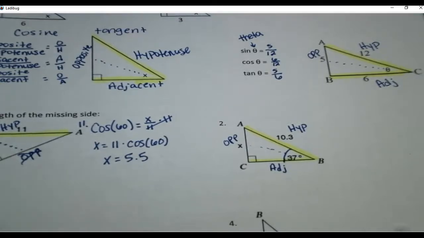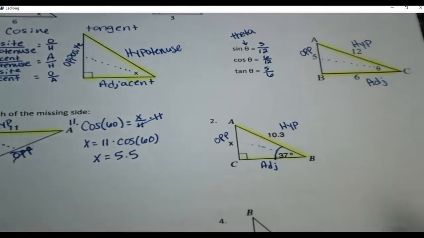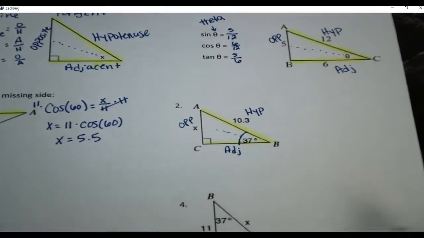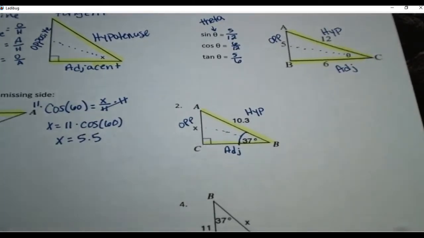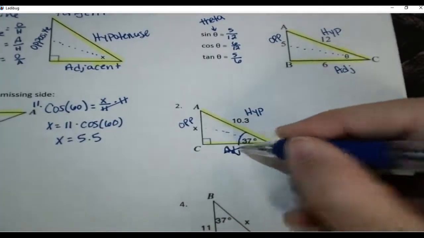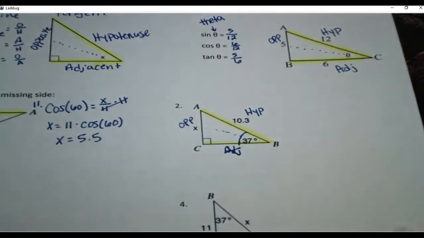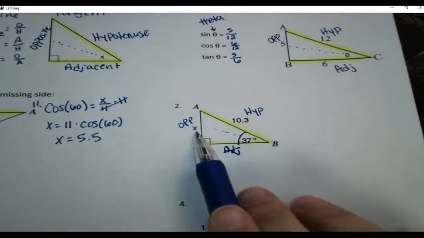Any questions on labeling it? Okay. So, which side do I know? The hypotenuse. Which side do I want to know? The opposite. Do I care about adjacent? No. Go away. So, in this one, I know hypotenuse, I'm looking for the opposite.